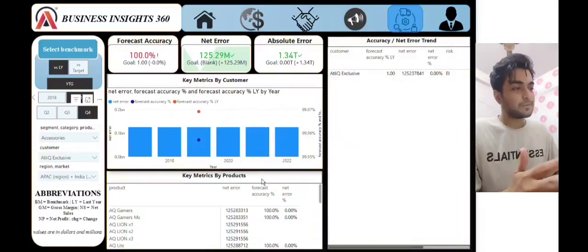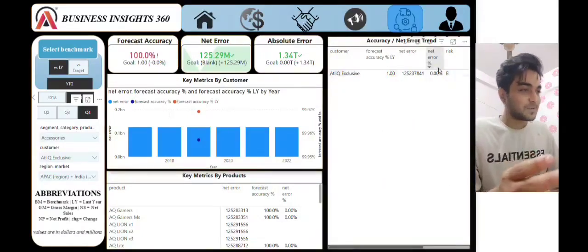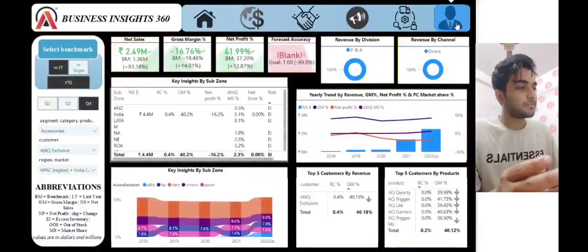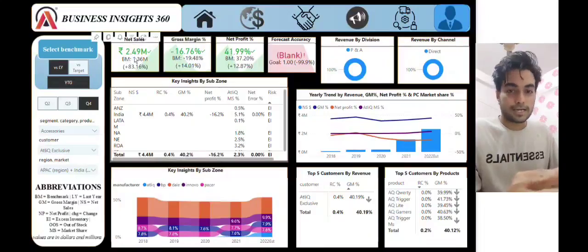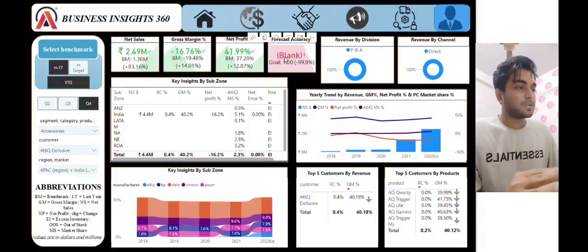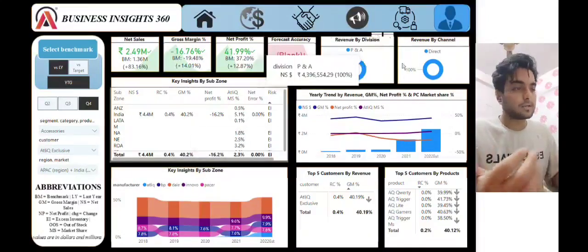This is the executive view, the very end, the very beautiful view which the stakeholders are going to see. So you bet on this one. We have a lot of KPI cards: net sales, gross margin, net profit percentage, forecast accuracy, revenue by division, and revenue by channel. You can see that revenue by division and revenue by channel were most appropriate to put on a pie chart. So it shows a very well distributed picture.